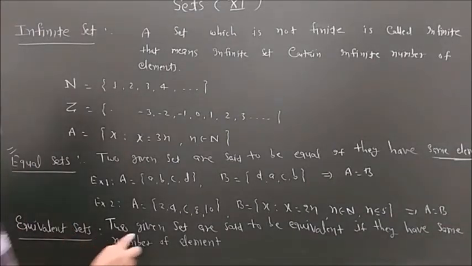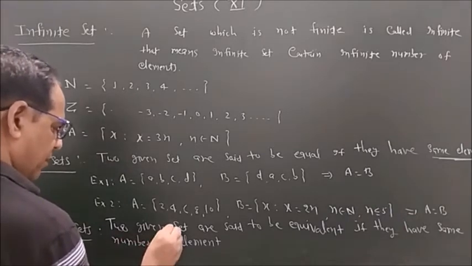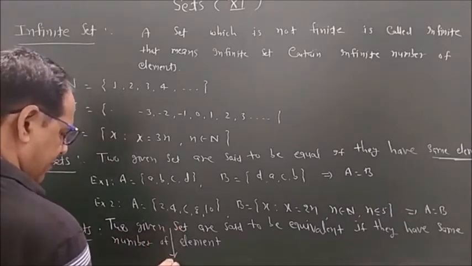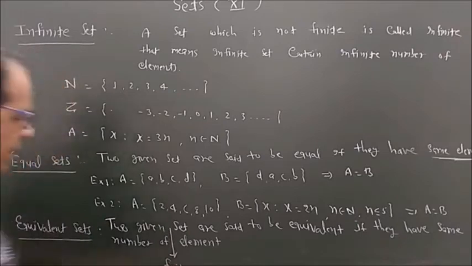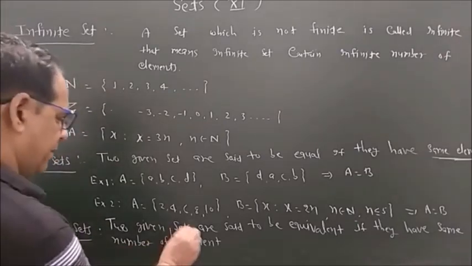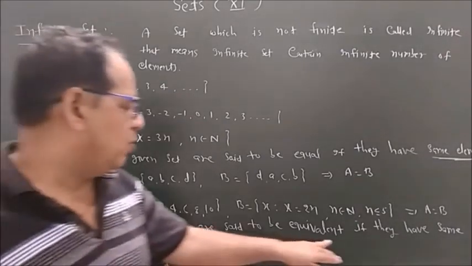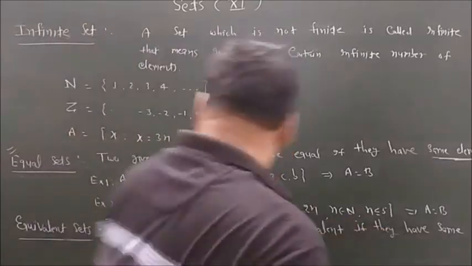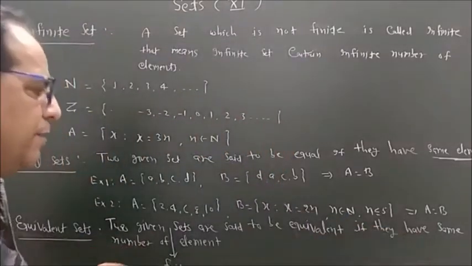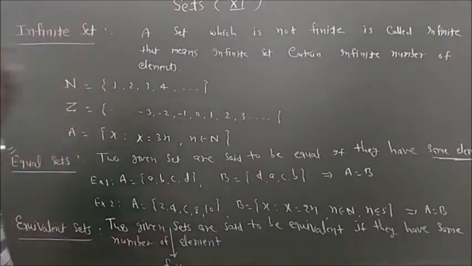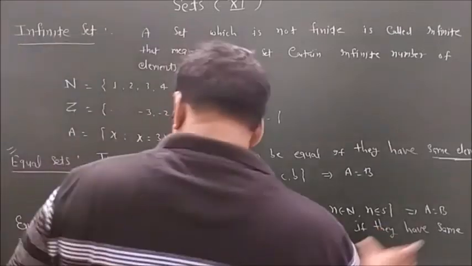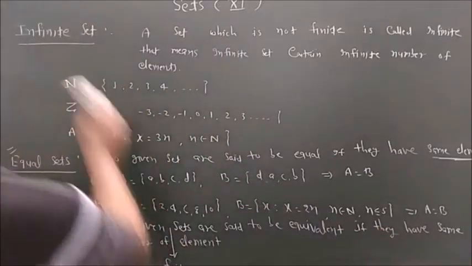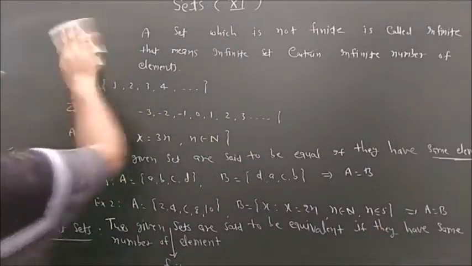Equivalent set. Two given finite sets are said to be equivalent if they have the same number of elements. The condition is that if two given sets have the same number of elements, they are called equivalent sets.